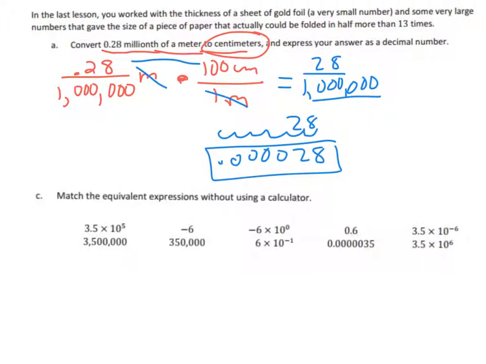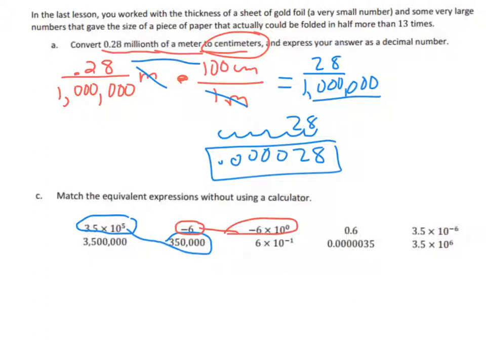So, I've got 3.5 times 10 to the 5th. That means move the decimal from the 3.5, 5 to the right, so 3.5 becomes 35 and 4 zeros, so that one goes with that one. Okay, so negative 6 is just negative 6, so basically move it over here, times 10 to the zero, times 1, so these two match up right there.